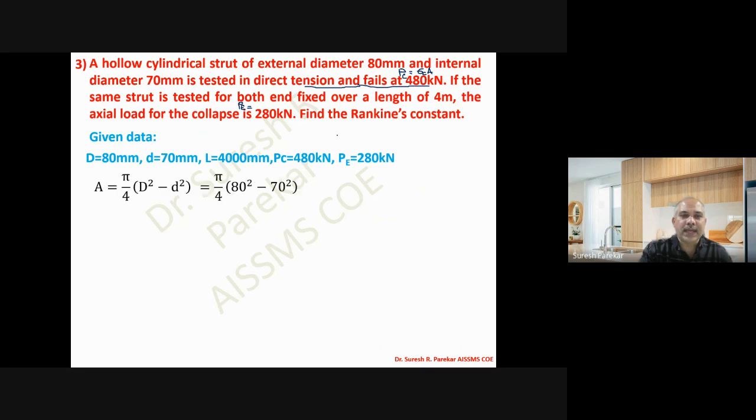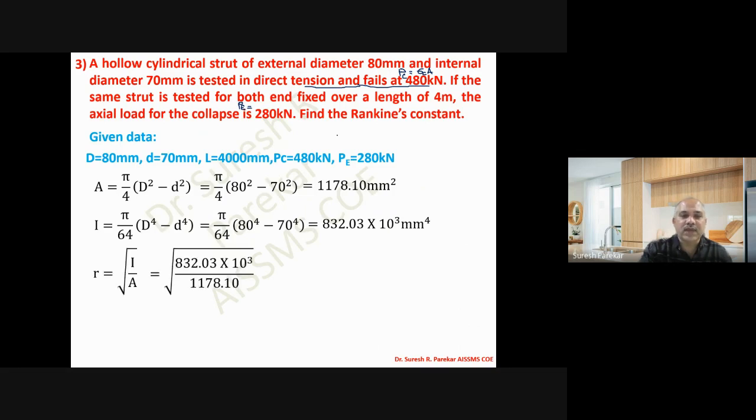And then we have area pi by 4 D square minus d square, 1178.1 millimeter square, and I is pi by 64 D to the power 4 minus d to the power 4, 832.03 into 10 raised to 3. Then we will find r is equal to root I by A, and we will get 26.57 millimeters. Now L effective we have L by 2 because we have both ends fixed over a length of 4 meter, and therefore L effective is 2000 millimeter. Lambda is LE by r, 2000 upon 26.57, that comes 75.27. That is the value of lambda.